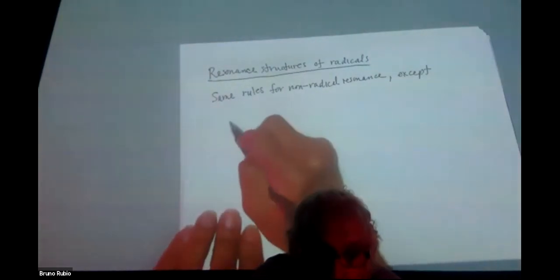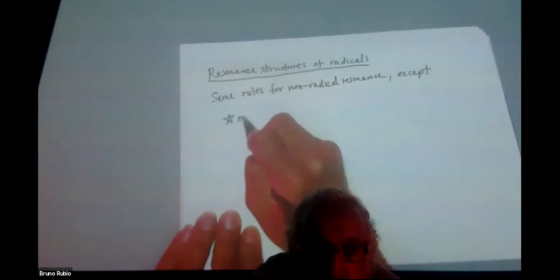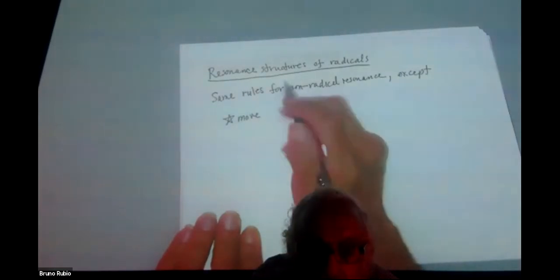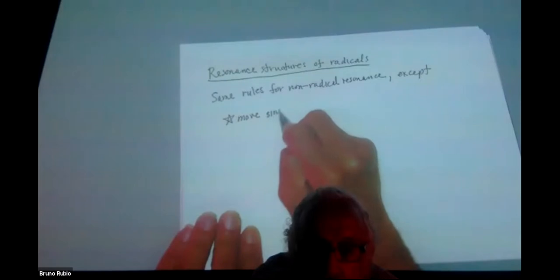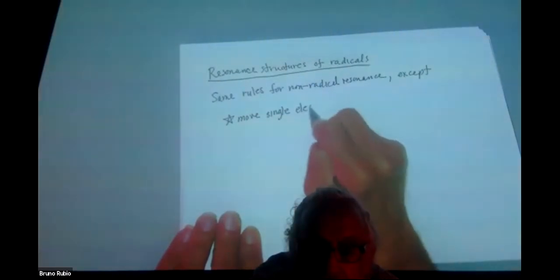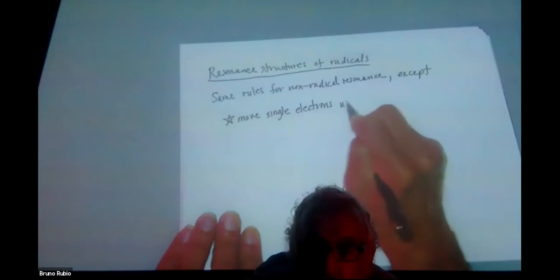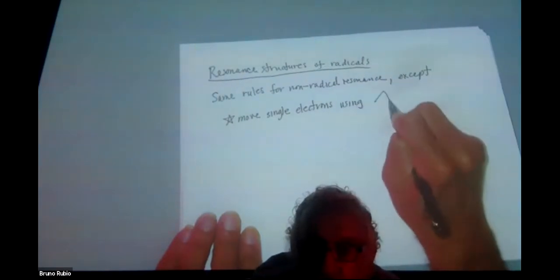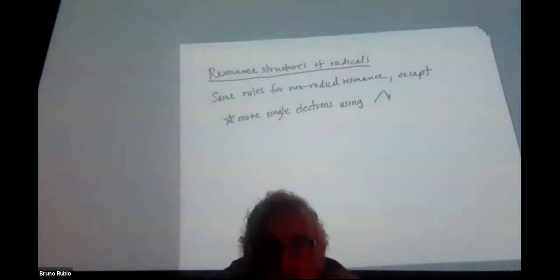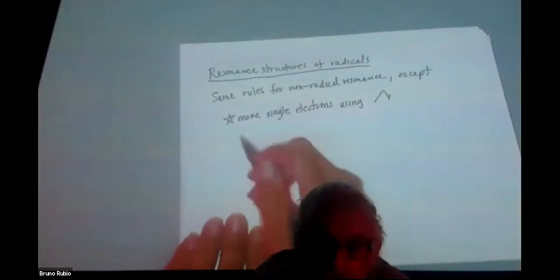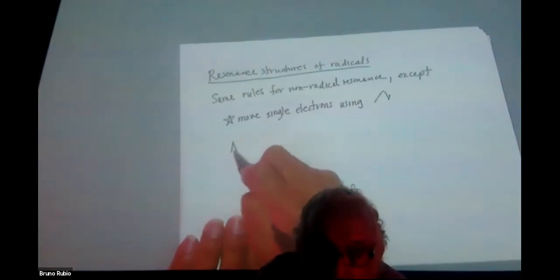Okay, here we move single electrons using the fishhook arrow, right? The single-headed arrow. This is a pain, but this is how we show that we're moving single electrons rather than the two-headed arrow, which we use for regular resonance structures. Okay, so that's one way in which they're different.